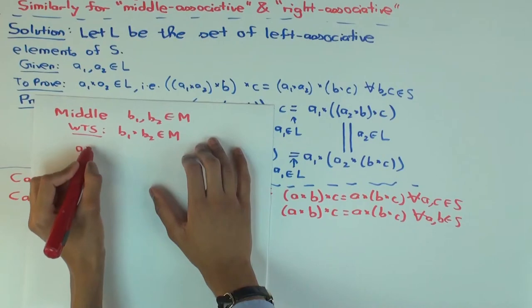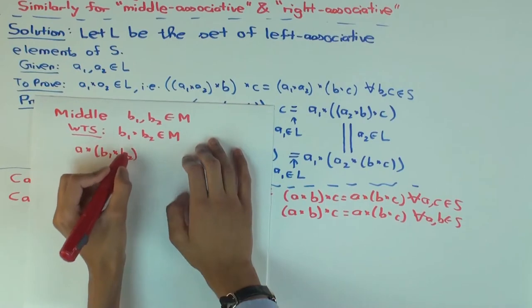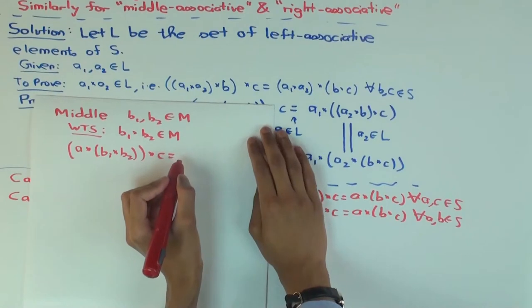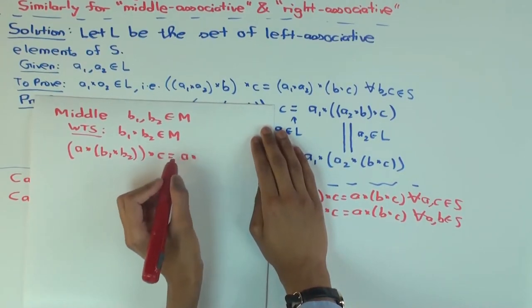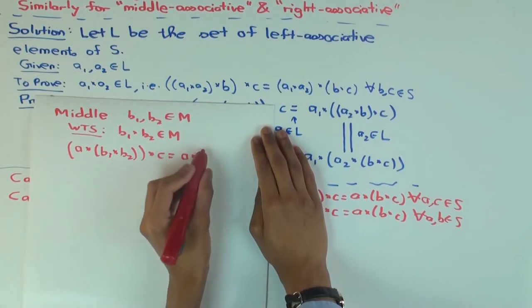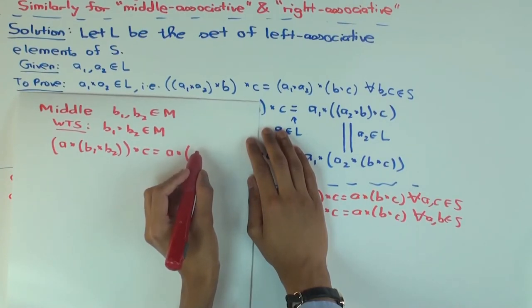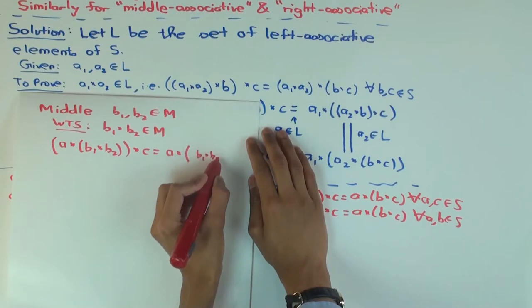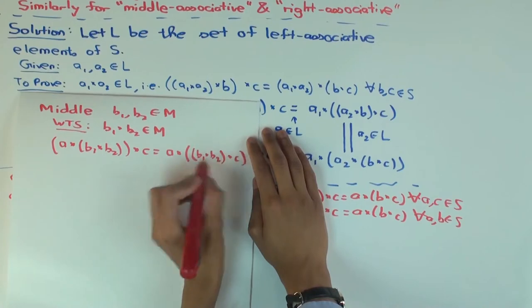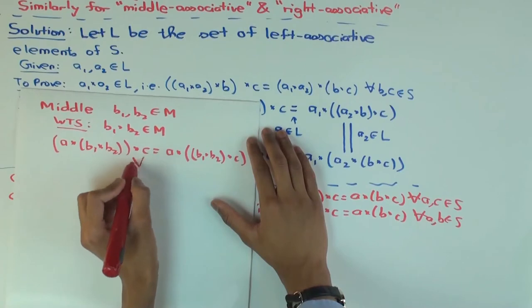A star, B1 star B2, in parentheses. And now the whole thing in parentheses, star C equals what? A star B1. Tell me where the parentheses go. B1 star B2, close, star C. So there's actually two levels of parentheses here, right? This is what you want to show, for all A and C.